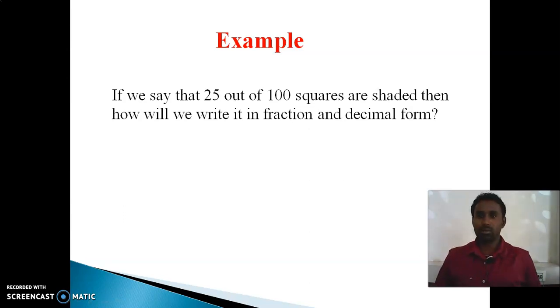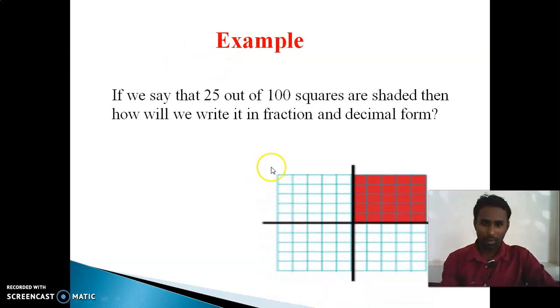Now just look at this one. 25 out of 100 squares are shaded. If you take a graph sheet, imagine 10 centimeters each one. Here 10 centimeters, here 10 centimeters, here 10 centimeters. So totally 100 small squares are there, right? In that, 25 squares only you have to shade. Remaining, how much will come? 75 will be there. So how do we represent it in terms of a decimal point?